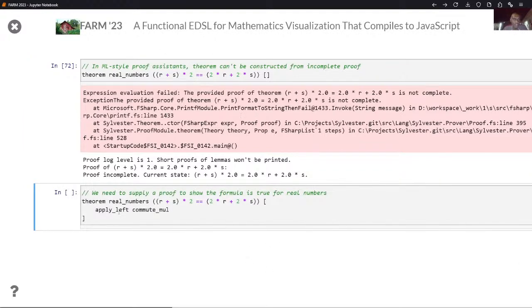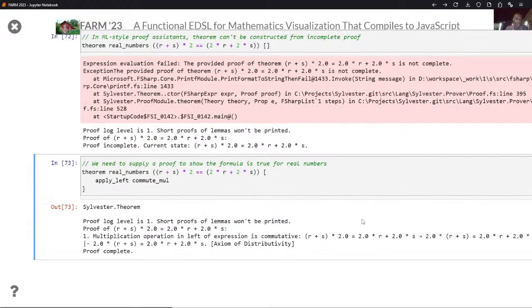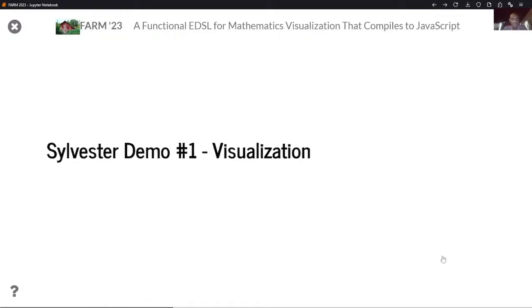And this is a really simple proof. I mean, we're just applying the commutative rule on the left-hand side. But once we have a proof, that's when we can construct a theorem. This is a pretty simple theorem, but theories and theorems can range across the entire range of mathematical domains, from real analysis to linear algebra. There's no limit as to what sort of theorems you can express and prove using Sylvester.